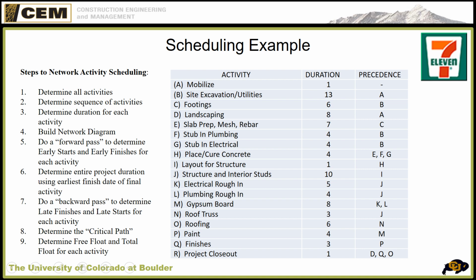Number 3, determine the duration for each activity. I just talked about how that comes together. So I've done that already for this. Then number 4, build a network diagram. So let's start with that. Now at this point, you should be downloading this scheduling example so you can refer to it off to the side.